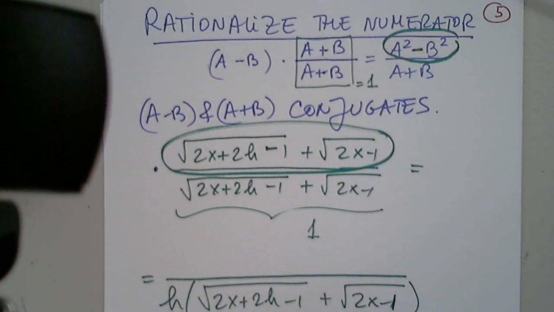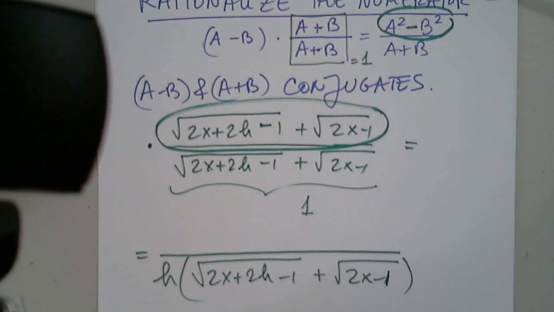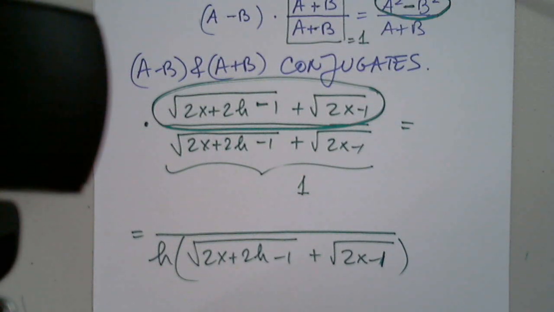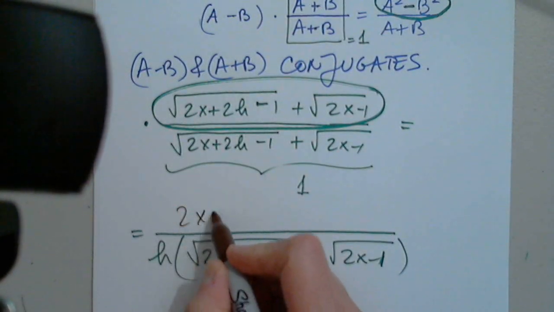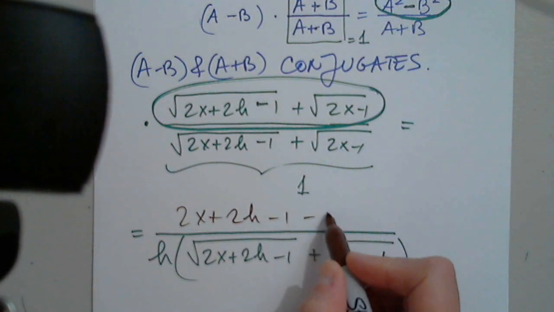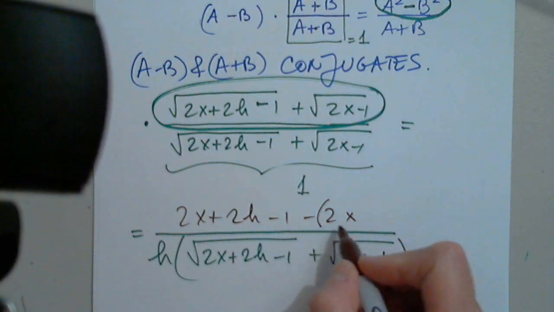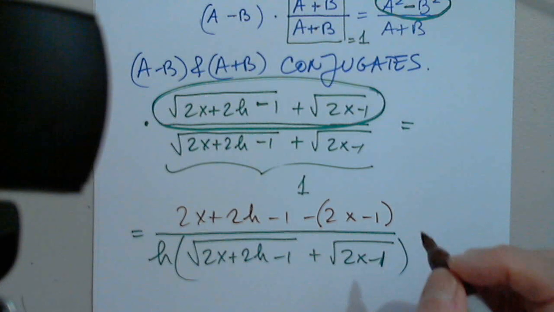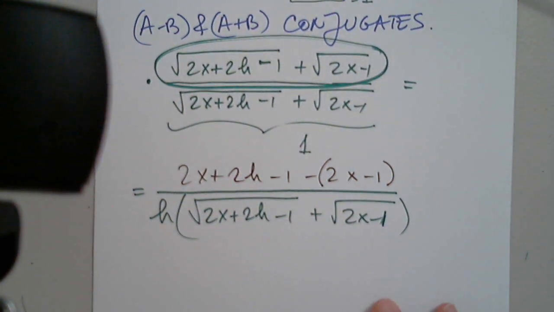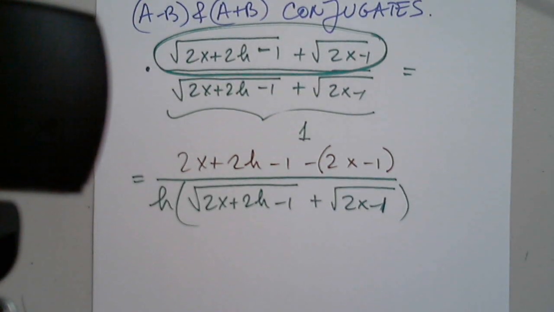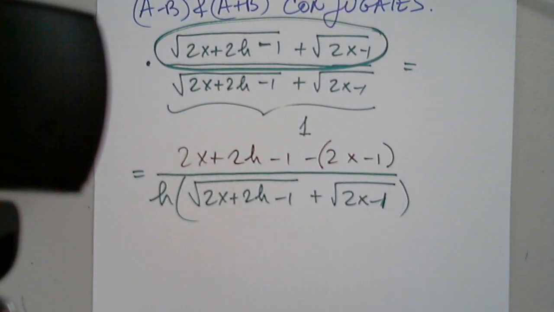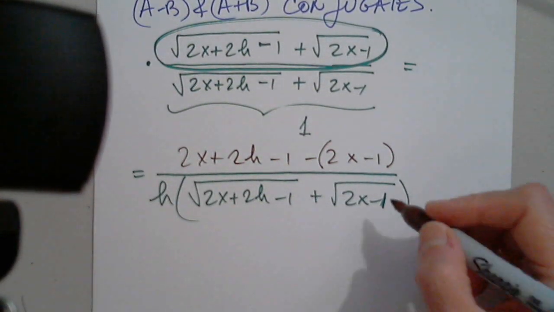And now please tell me what we get in the numerator. Anyone? 2x plus 2h minus 1 minus 2x plus 1. Very good. Let's write it like this for everyone to see, and then we'll distribute. Awesome. Who was that? Thank you. I will remember your voices, but not yet. It will take me a while.